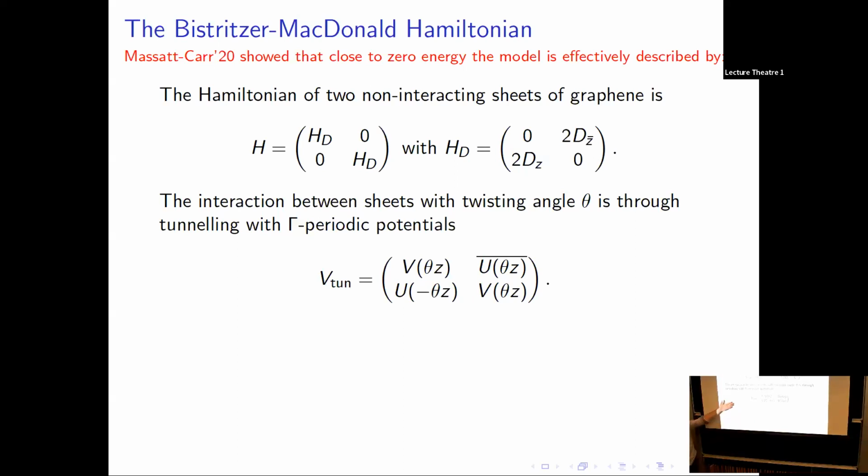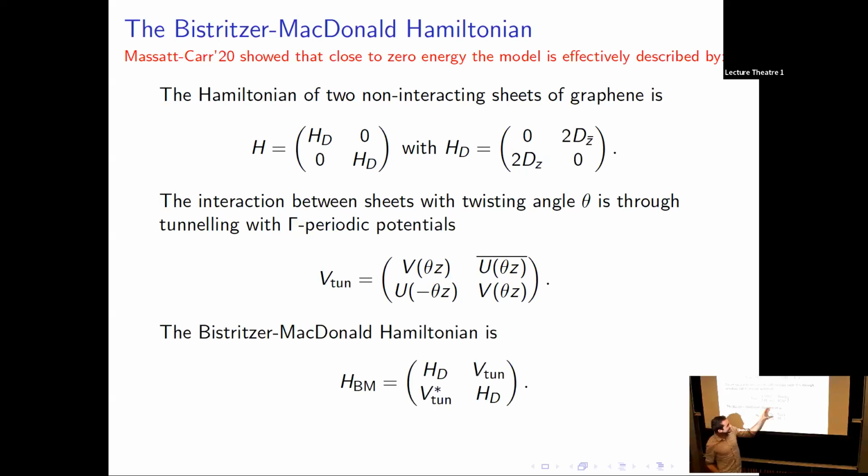Okay, this is the tunneling potential. So our entire Hamiltonian is described like this. It's called the Bistritzer-MacDonald Hamiltonian. Bistritzer and MacDonald were sort of the first people to write down a model for this, actually before this entire thing about superconductivity came up, which was actually rather recent. And so this is the entire Hamiltonian, it's 4x4. It has a differential operator in there and some kind of tunneling matrix.